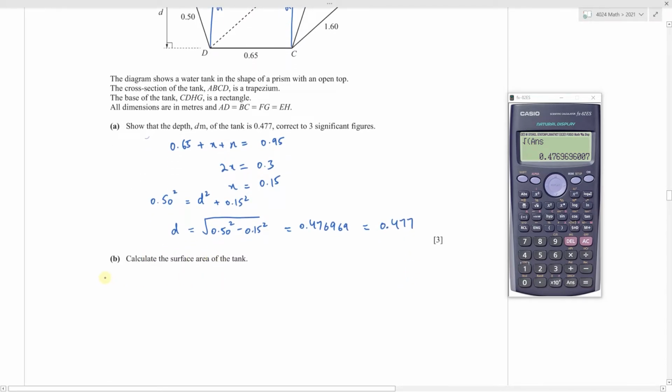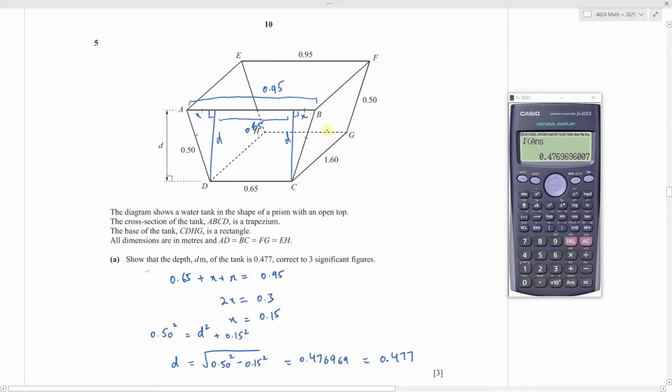Calculate the surface area of the tank. So the area of your tank will be the sum of areas of all these sides. Remember, it's an open top, so the top side we will not use in calculating the surface area. So let's start with the bottom.